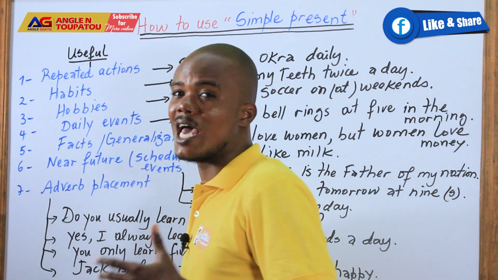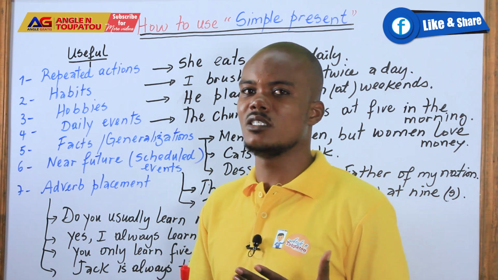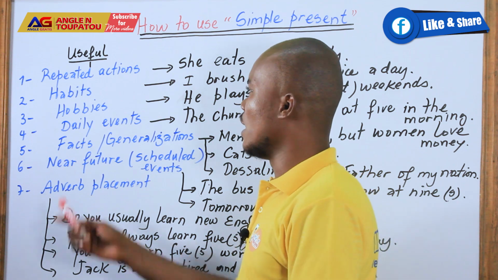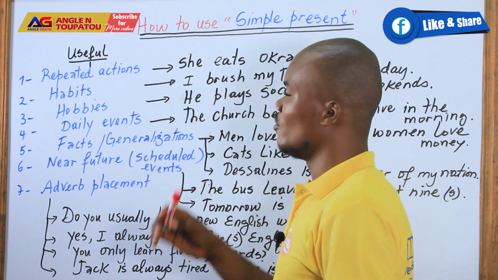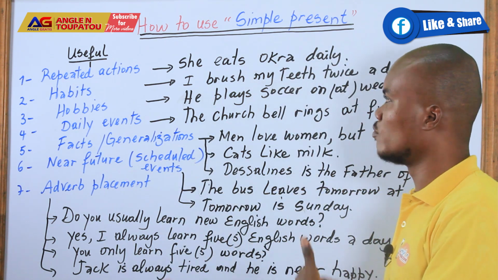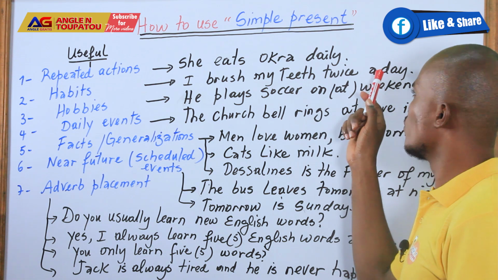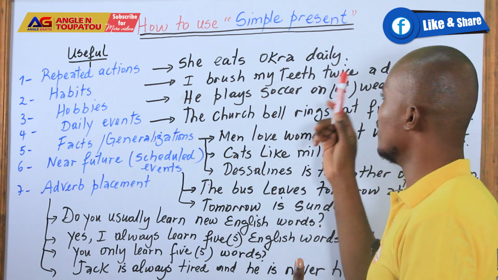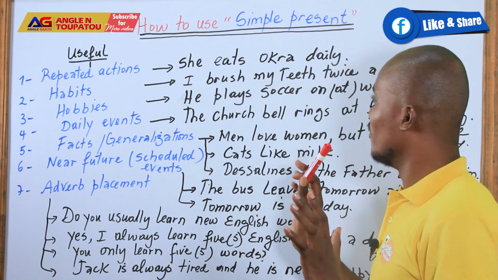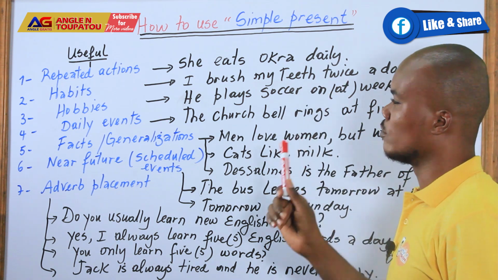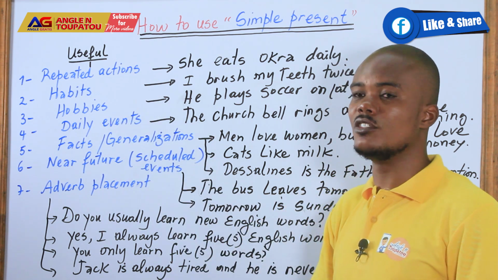And for habit, this is something they call routine. If I don't want to say habit, I can say routines. If you have a habit or habits, let me give you one. This is a repeated action, and this is a habit also. I brush my teeth twice a day. This is an example. Alright? That is a habit, but this is a repeated action.